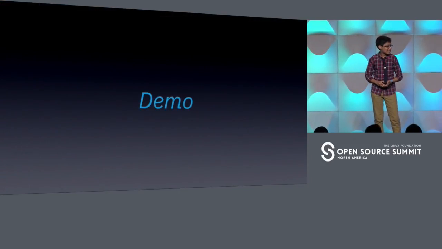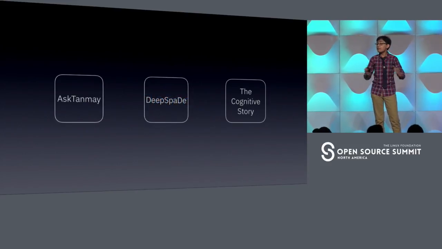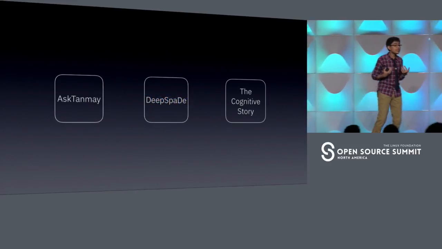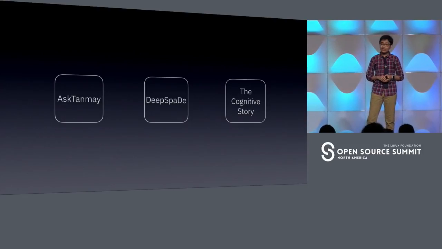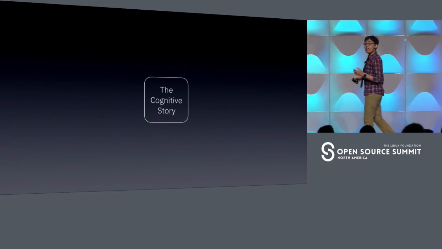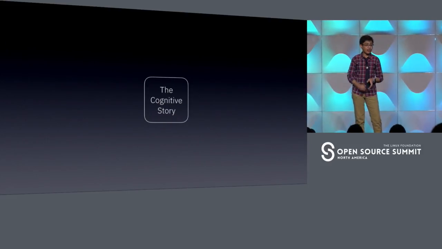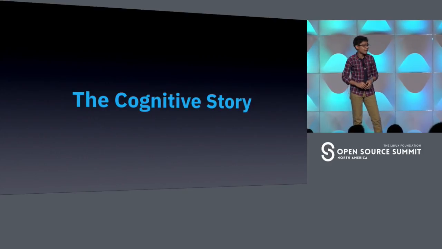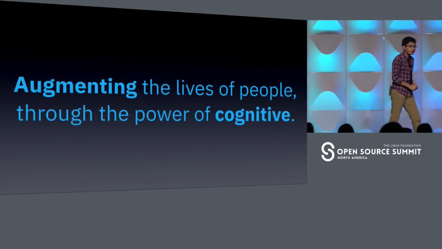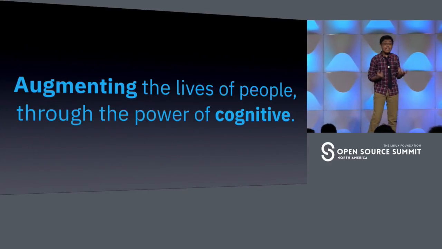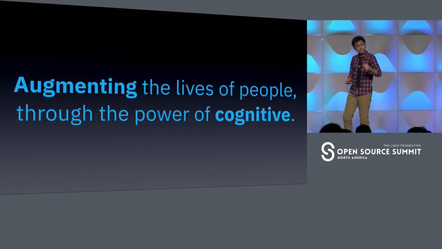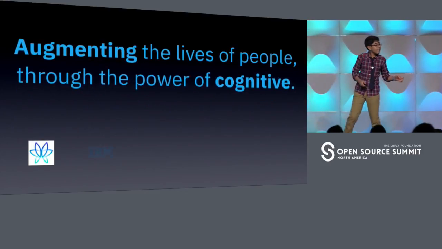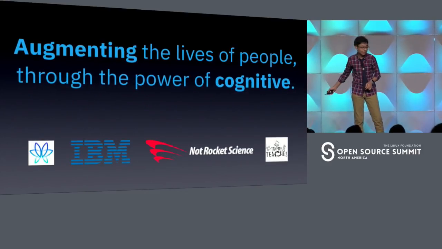And next, I'd like to take you to an entirely separate field where I believe that artificial intelligence itself is making the most impact. And this field is the healthcare field. And I'd now like to talk about a project that's very close to my heart called the Cognitive Story. The basic point of the Cognitive Story is to augment people's lives and to do so through the power of cognitive computing and artificial intelligence. In fact, this project is actually a collaboration effort between Darwin Ecosystem, IBM, Not Rocket Science, and me.